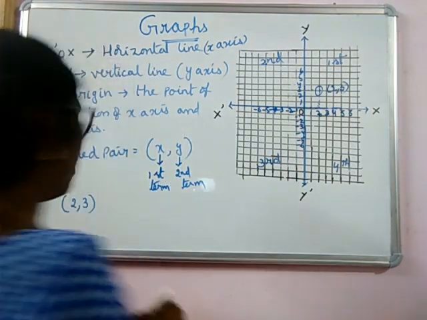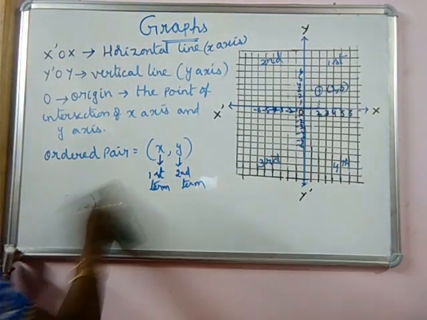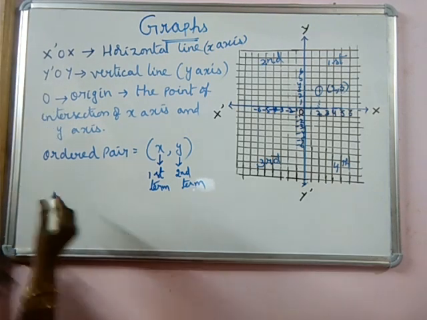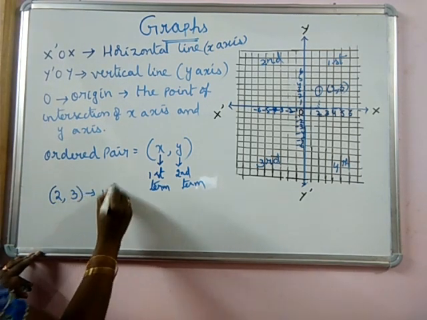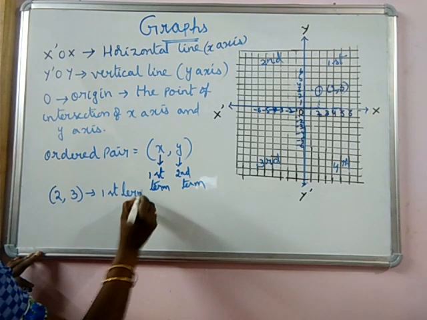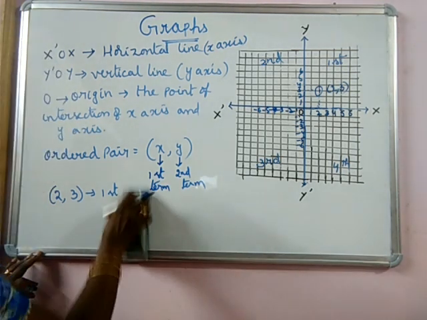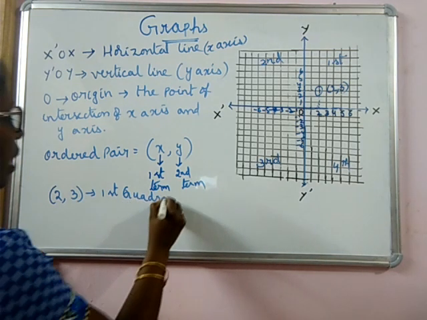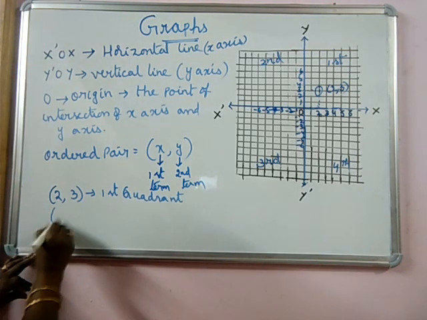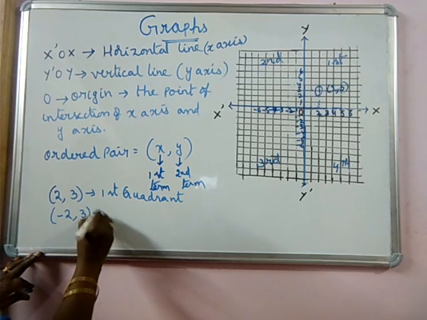So let me plot a point 2, 3. I have plotted, and the point is in the first quadrant. Let me plot a point -2, 3.